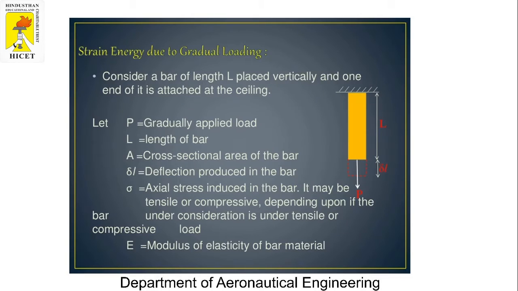Consider a bar of length L placed vertically, and one end of it is attached to the ceiling. Let P be the gradually applied load, L the length of the bar, and A the cross-sectional area of the bar. Del L is the deflection produced in the bar. Sigma is the axial stress induced in the bar, and it may be tensile or compressive depending upon whether the bar under consideration is under tension or compression. And E is the modulus of elasticity of the bar material.